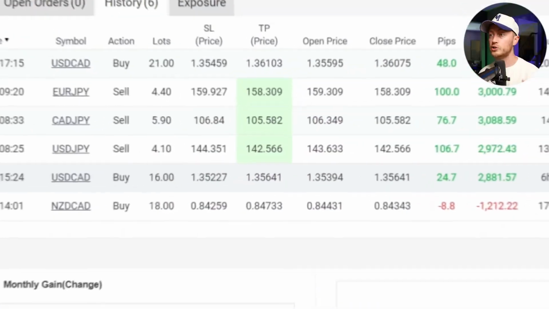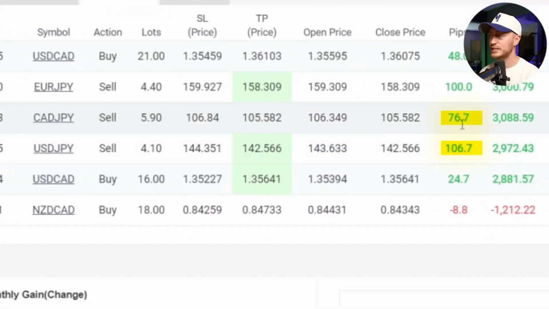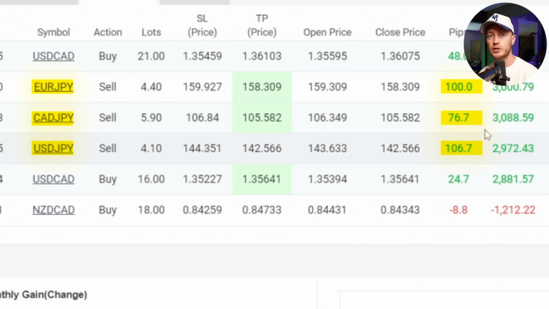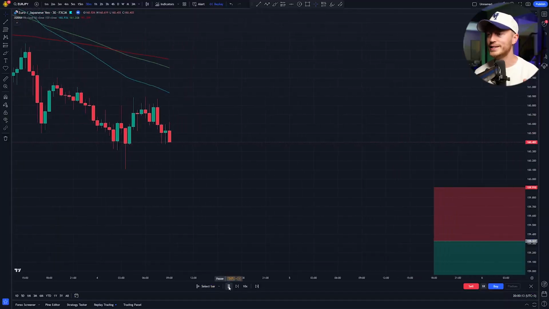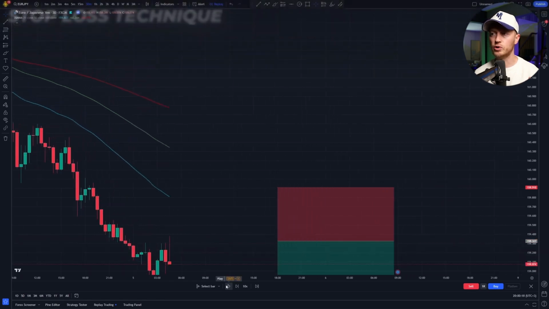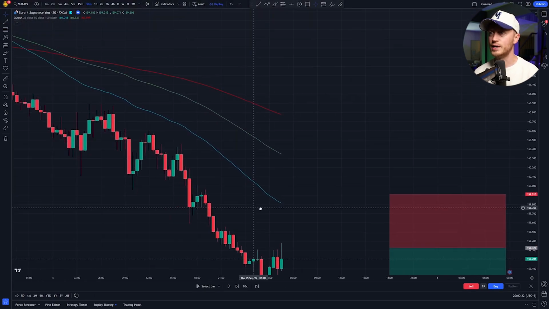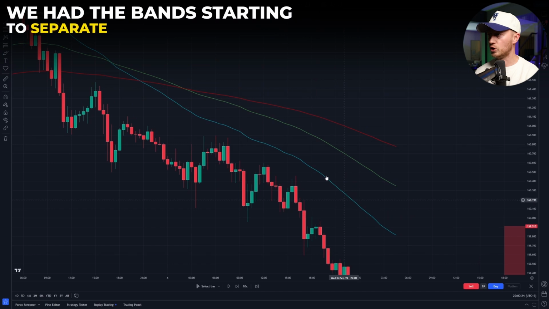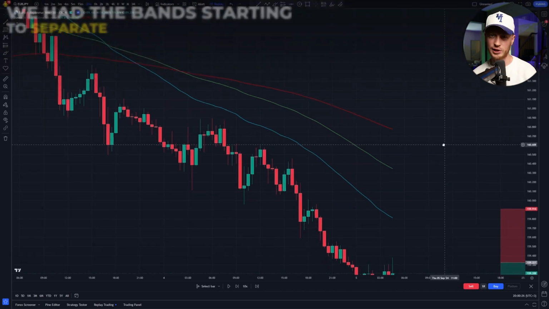Now, before I pop up the chart, you could see I made 100 pips, 76 pips, and 100 pips from 3 Japanese yen sell trades. Now, let me show you them. These 3 trades all happened on the exact same day, and I was using a stop loss technique I want to show you. But first, let's get into this trade here. You could see we had the bands starting to separate. We were getting a very clear downtrend.